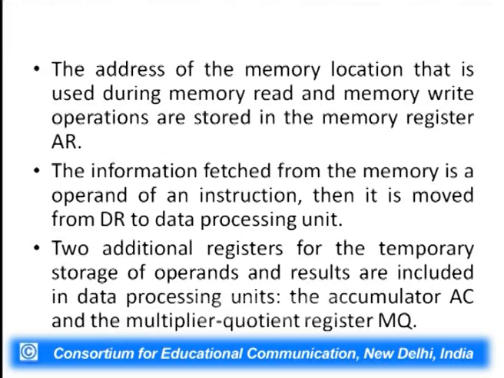Now, the address of the memory location that is used during the memory read and write operation is stored in the memory register called AR, which stands for the address register. The information fetched from the memory is an operand of an instruction. Now, operand means the data which is to be operated upon. Then it is moved from the DR to the data processing unit. Now, two additional registers for the temporary storage of these operands and results are also there in the data processing unit. These are referred to as the accumulator AC and the multiplier quotient register MQ.